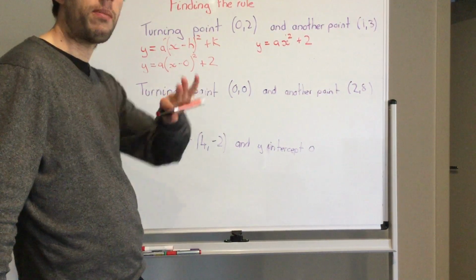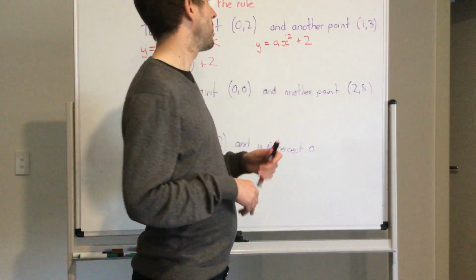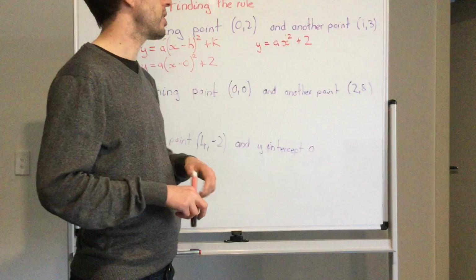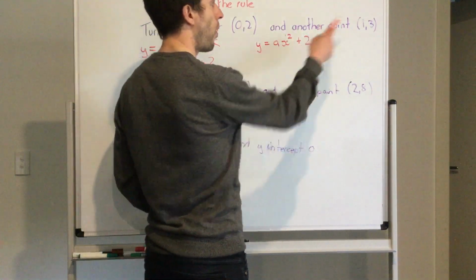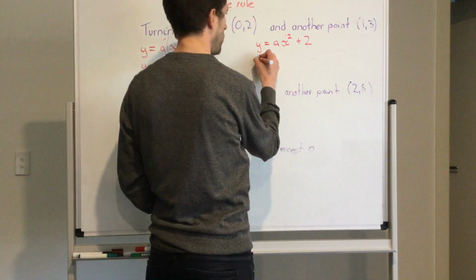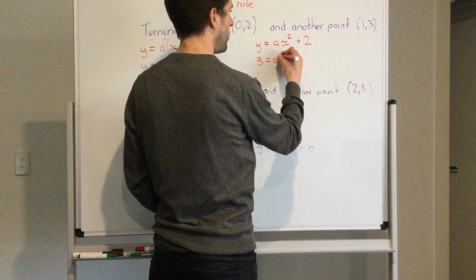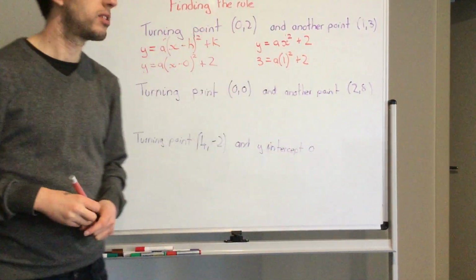Just remember, a affects if it's a narrow or a wide parabola. So let's have a look. I just substitute these in, and then I'll leave one variable, and then I can solve it. So if y is 3 and x is 1, now I've got one variable, so I can solve it.